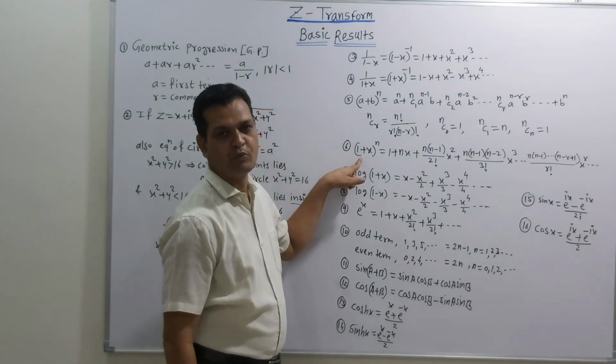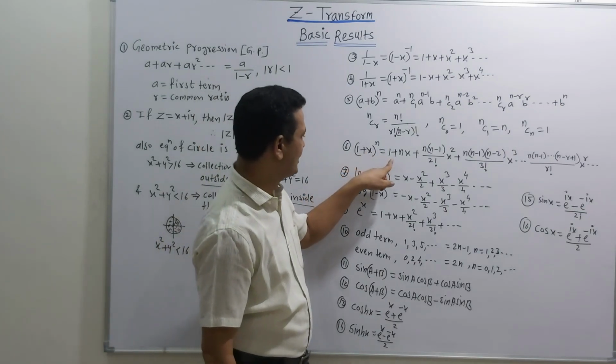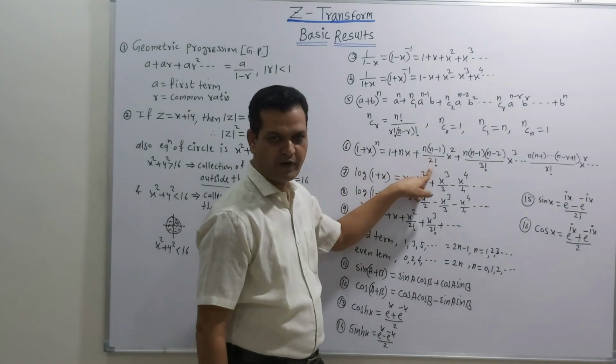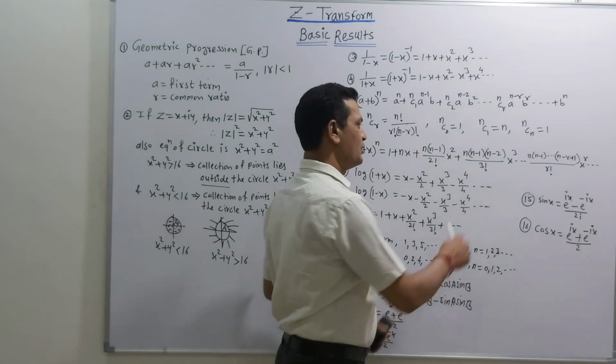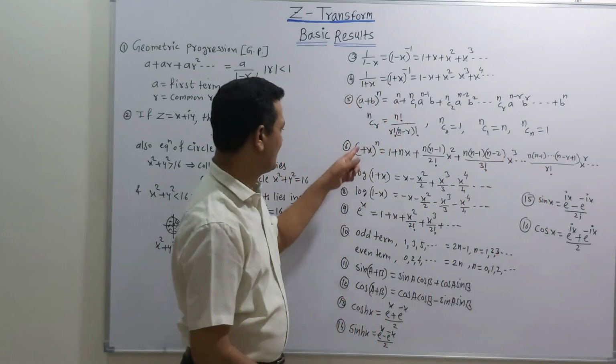Then in particular, if we put the value of a equal to 1 and b equal to x, (1 plus x) raised to n is equal to 1 plus nx plus n into (n minus 1) by 2 factorial x square, then n into (n minus 1) into (n minus 2) upon 3 factorial x cube and so on. So this is the particular case.